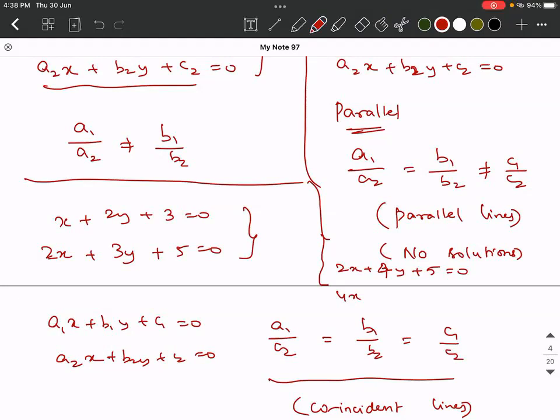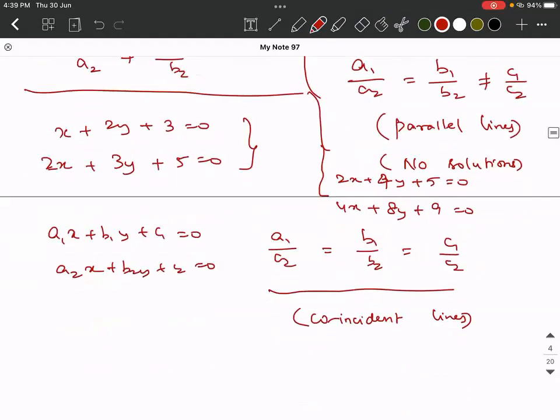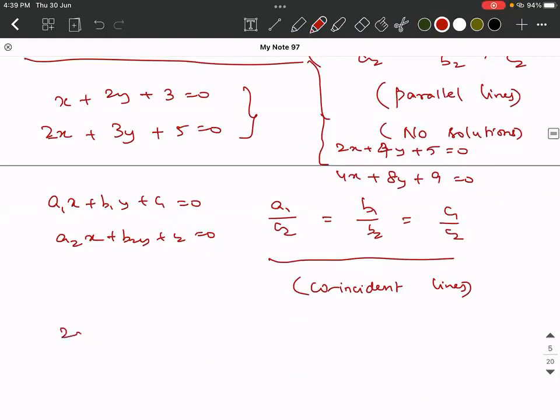Okay, next. I want parallel lines. 4x, 8y plus... they're coincident, no? So c1 by c2 should not be the same. So plus 9, any number other than a multiple of 5. Okay, this becomes a set of parallel lines. What are coincident lines? Same 2x plus 4y plus 5 is equal to 0 and 4x plus 8y plus 10 is equal to 0. These two are a pair of coincident lines.